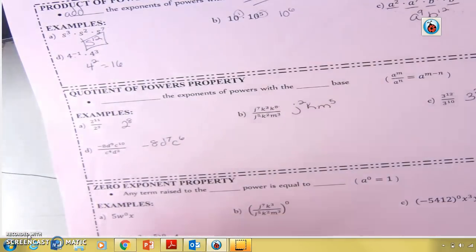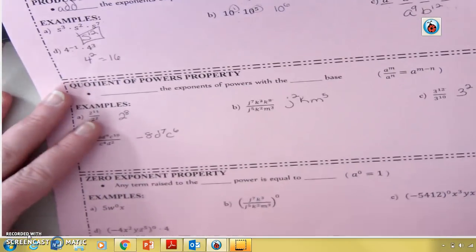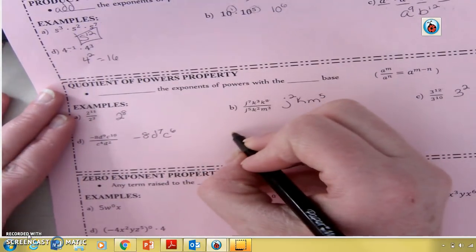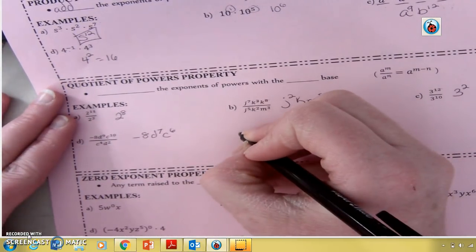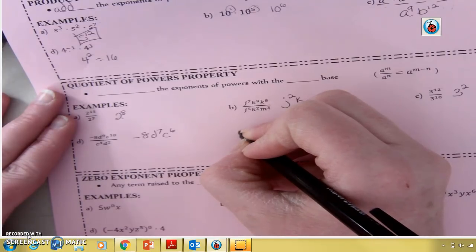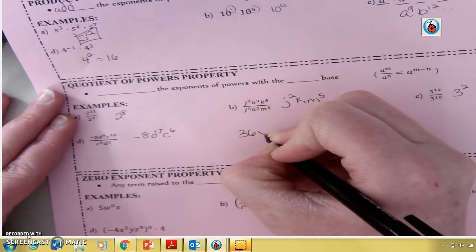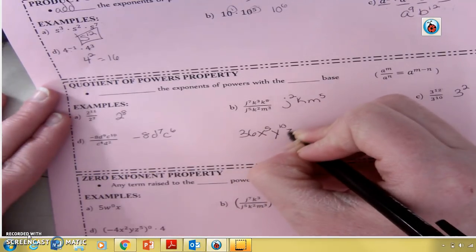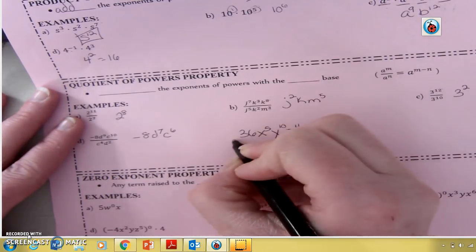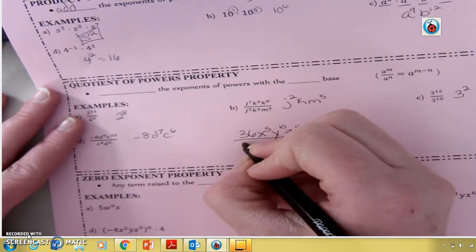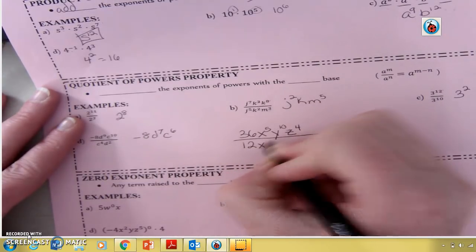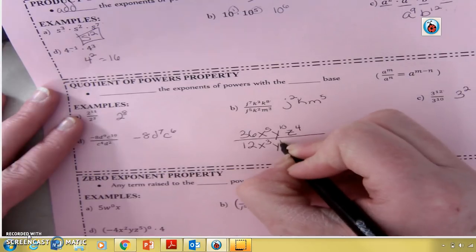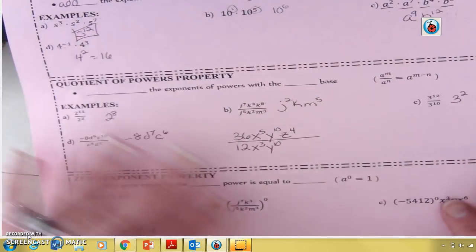I am going to add in an extra one here that I just kind of want us to be aware of. Let's do 36 x to the 5th, y to the 10th, and I'm going to throw in a z here, z to the 4th, over 12 x to the 3rd, y to the 10th. And I asked you to simplify that.